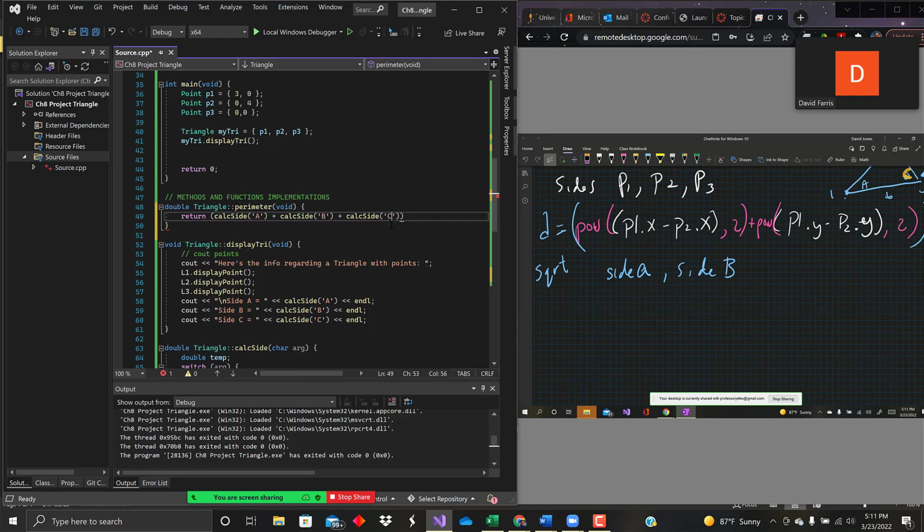I gotta do capital letters, even though I made both cases. It's in my head. It just looks bad if I don't. I gotta maintain consistency. Is everything looking good there? Yeah, my parentheses are looking good. So that returns the perimeter. So let's add that to our cout.